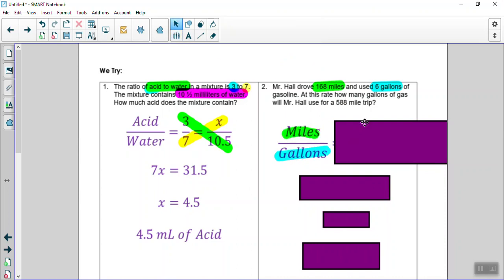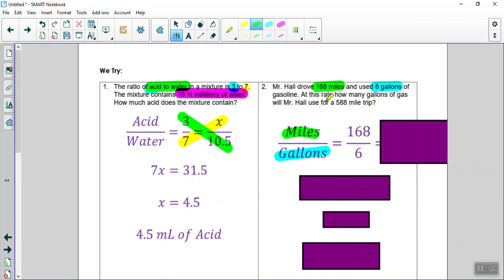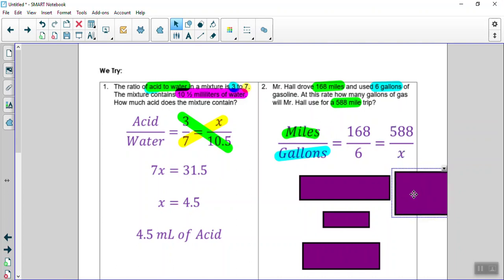So look at my first fraction. That's what I did: 168 miles on top and 6 gallons on the bottom. The other thing they told us is that he needs to know how many gallons of gas he's going to use for a 588-mile trip. Since it's miles, we put miles on the top of my second fraction, and then x is on the bottom because we're trying to figure out our gallons. They gave us both of our miles, and we're trying to figure out our gallons.